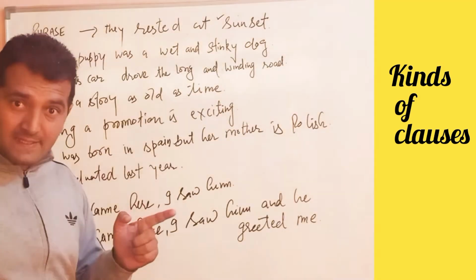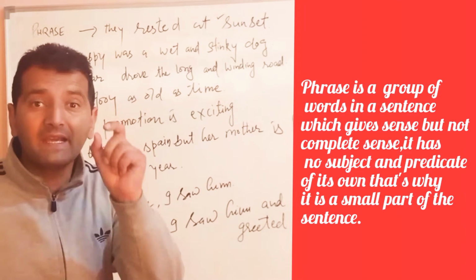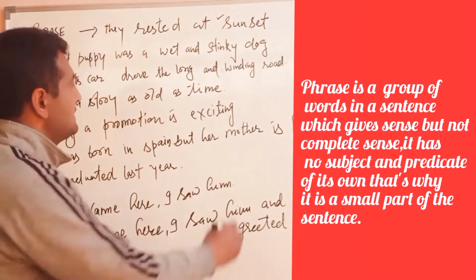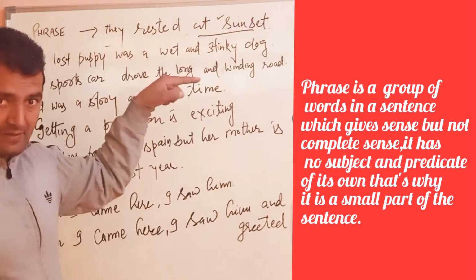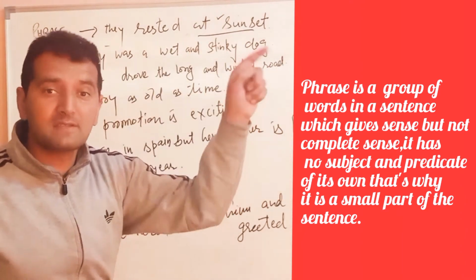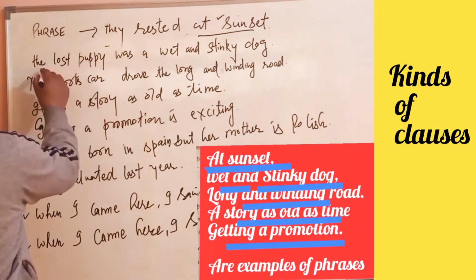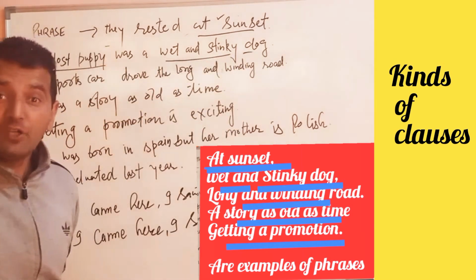And what are these structural classifications of the sentences. Phrase. Number one, phrase, because this is a group of words in a sentence. Actually, a very nominal part of the sentence. At sunset. See, they rested. They rested at sunset. Sunset पे rest कर रहे. Alright? See, the lost puppy. The lost puppy was a bad and stinky dog.